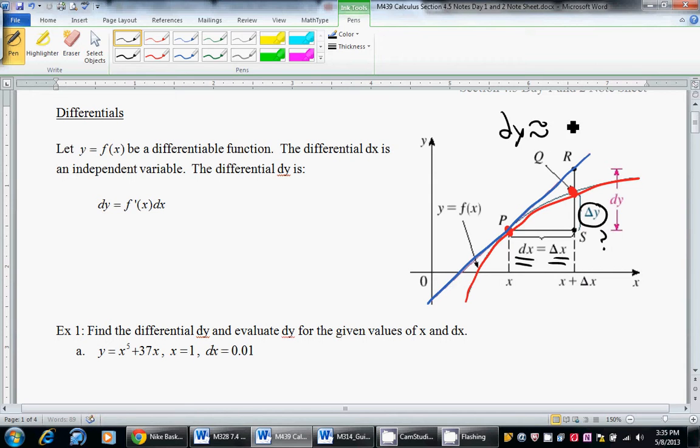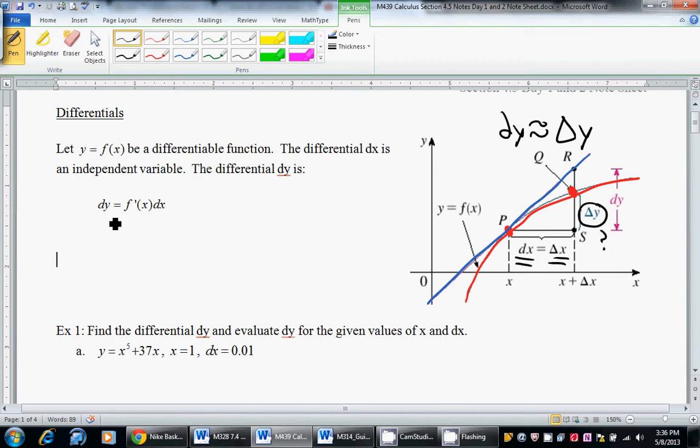And so, using calculus, we're going to say that dy is going to approximate the change in y. Now dy here is the height difference between S and R. If you look at these on the graph, delta y and dy are very similar. So we're going to find dy, and that's what we call the differential. The differential dy is equal to f prime of x times dx, which equals the change in x.